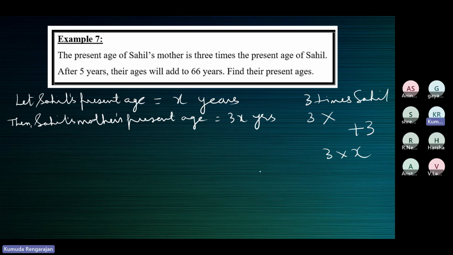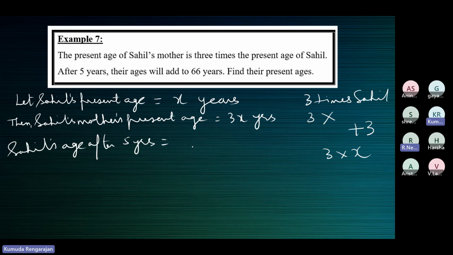After 5 years. So now don't read the question ahead. We'll find out their ages after 5 years. So 5 years into the future, Sahil's age after 5 years will be what, children? Now you are 13 years old. After 5 years, you will be 13 plus 5. Your present age plus 5. So what will Sahil's age be after 5 years?